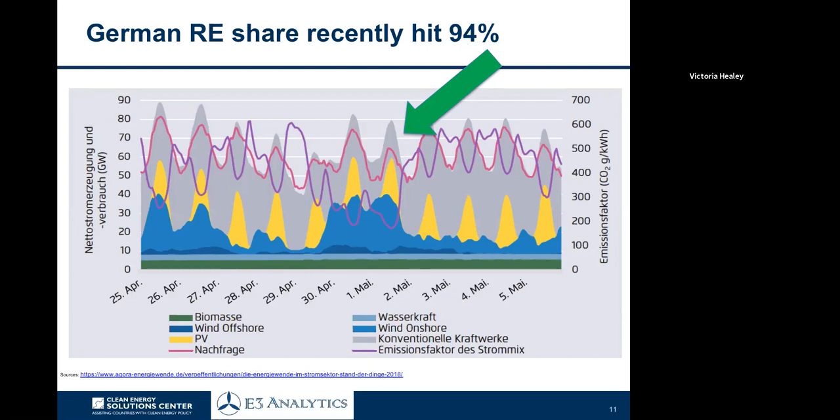Casting things forward and looking at today, this shows May of last year and a full week of the power mix profile. So you can see onshore wind there in lighter blue and offshore wind in darker blue, but particularly onshore wind playing a very significant part of the mix, in some days reaching roughly 50% of electricity demand. So the demand is Nachfrage there, that's the pink line that you're seeing. And the purple line, you can ignore that, that's just the emissions factor of the electricity mix. But for now, focus on the pink line.